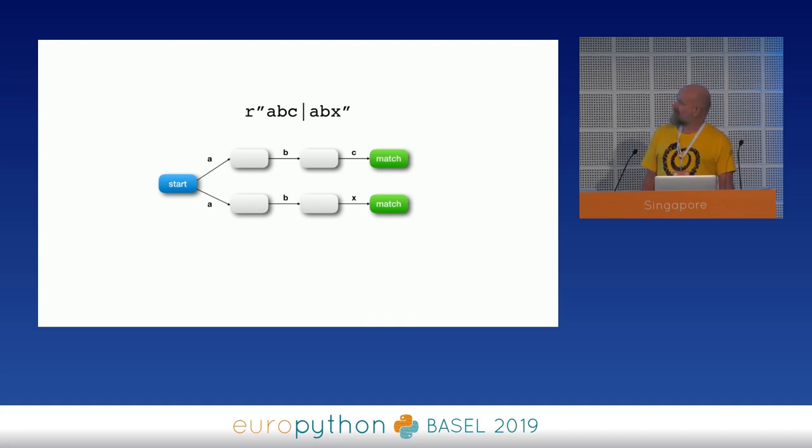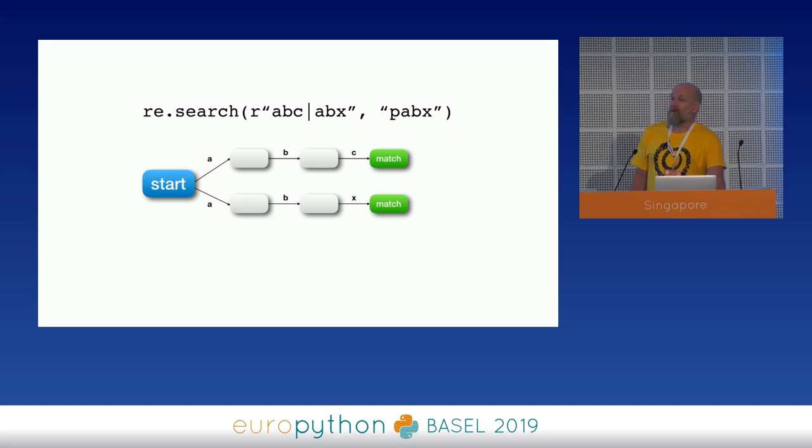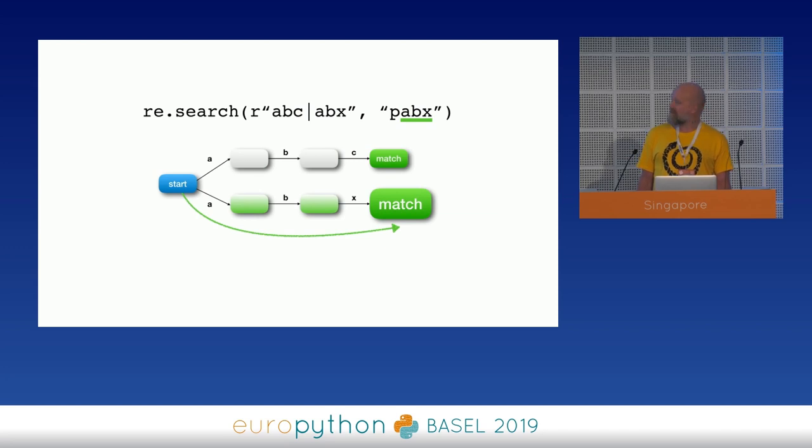We try to match ABC. If that doesn't work, we try to match ABX. What does that look like? Well, if I match that against PABX, we first try the A in the upper path. Doesn't match the P. So we try again to match an A, and it still doesn't match. Weird that. So we move on to the A, and we match that to the A in the upper path. Yes, it matches. Okay, the B matches. The C does not match. So the upper path does not match. Okay, you move on. Try the lower path. The A, the B, the C, the X. Sorry, not the C, the X. Yes, we've got a match.